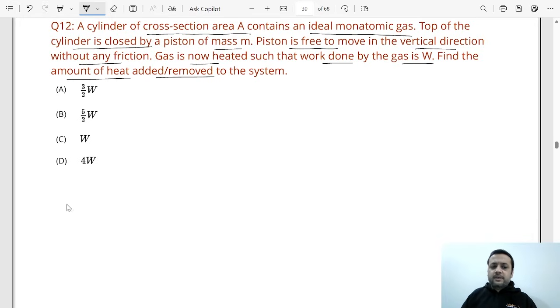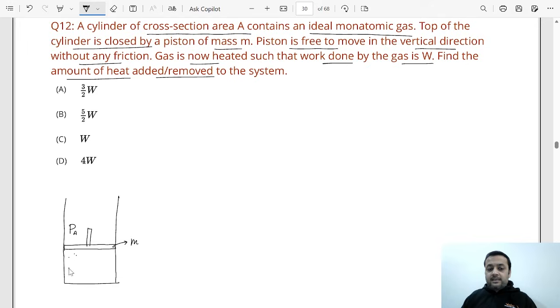Let us first try to understand what is happening here. Let's say this is a cylinder in which we have a piston. Now look, the mass of the piston is m, and clearly above the piston you will have atmosphere. So let us say the atmospheric pressure is pa.